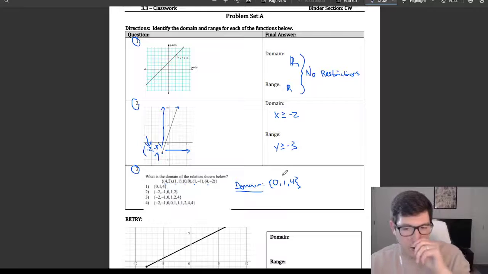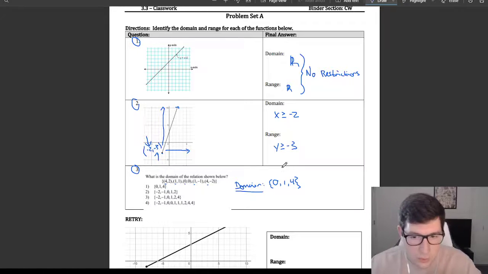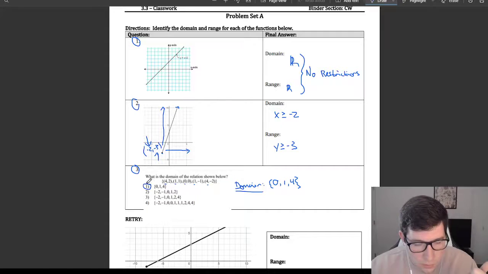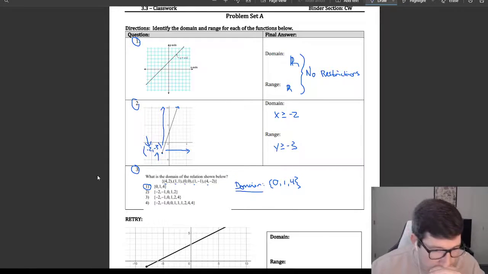Again, just like we saw in our notes in example 1, I don't have to list these out multiple times. I can simply just put 0, 1, and 4, and that's all I need. And if I look, hey, I see that this is number 1. So number 1 is going to be our answer.